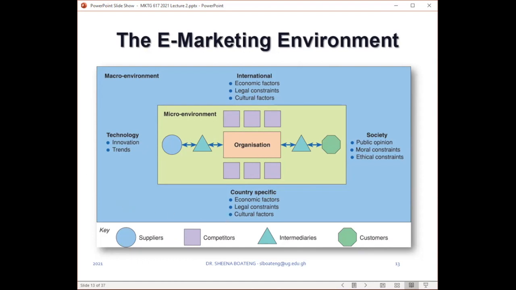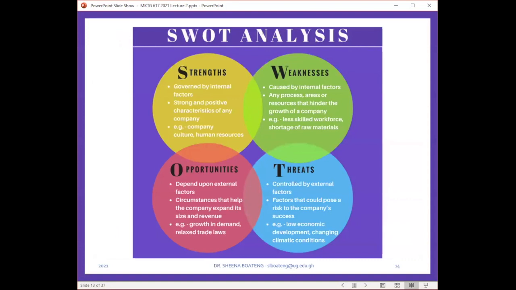Whereas we have the macro environment that is a bit more removed from the organization, and the organization has very limited control over, right? And it's made up of actors and occurrences, which may include changes in technology, innovation, changes in society and social-cultural issues like public opinion and ethical constraints. And then we can also talk about the PEST factors being political, economic, legal, all happening in both the international dimension and in the country-specific dimension, right? At the same time, too, we talked about the SWOT analysis, which has to do with identifying strengths and weaknesses, and then opportunities and threats.